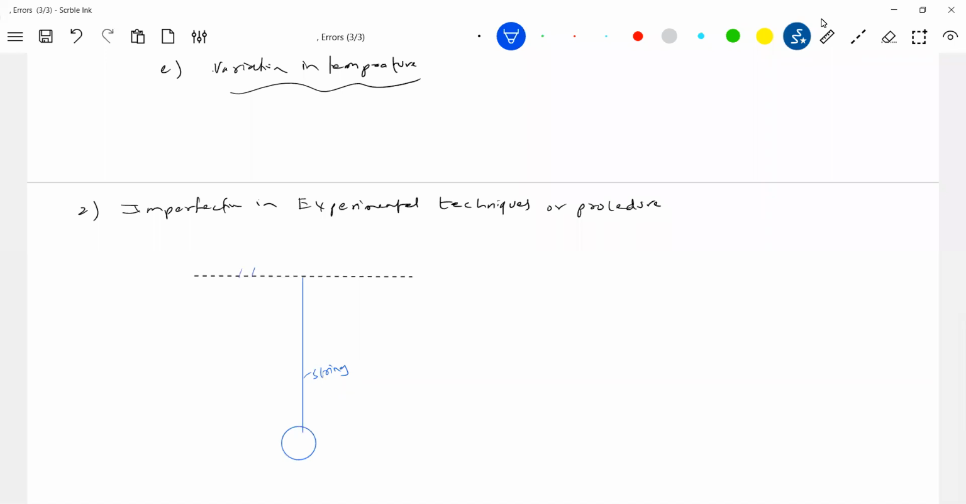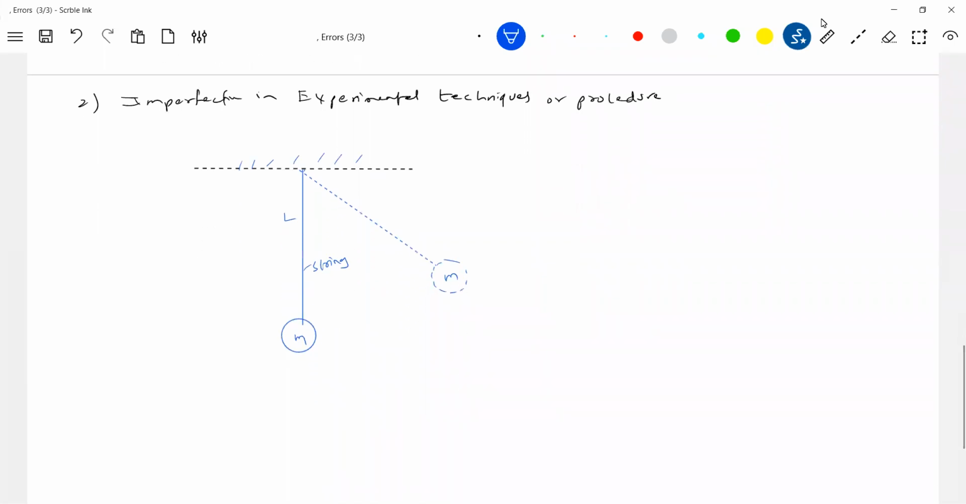How do you measure the time period of this pendulum? There's a length L having a mass. We are going to release it, and the moment you release, you should start counting time, and it's going to oscillate. What are the things we do here? Let's look at imperfection in experimental techniques or procedure.